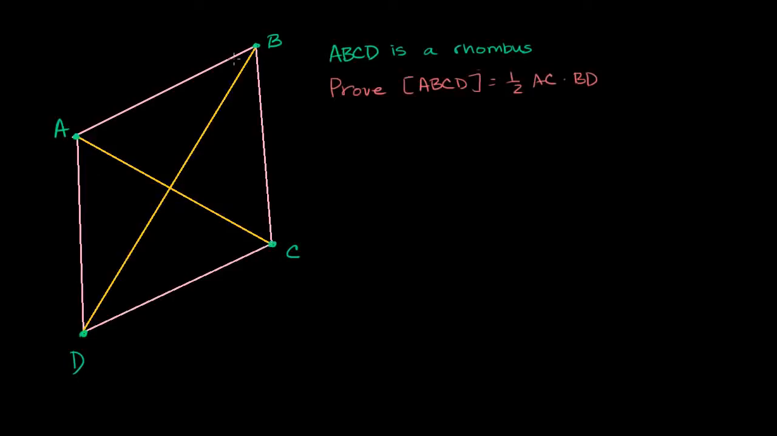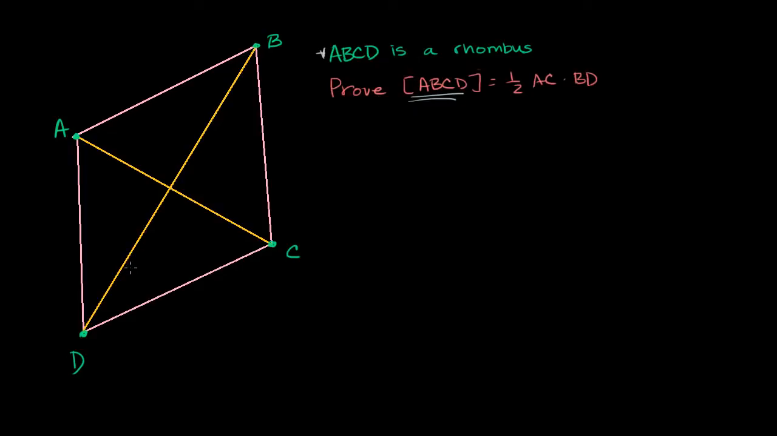So quadrilateral ABCD, they're telling us it is a rhombus. And what we need to do is prove that the area of this rhombus is equal to 1/2 times AC times BD. So we're essentially proving that the area of a rhombus is 1/2 times the product of the lengths of its diagonals. So let's see what we can do over here.